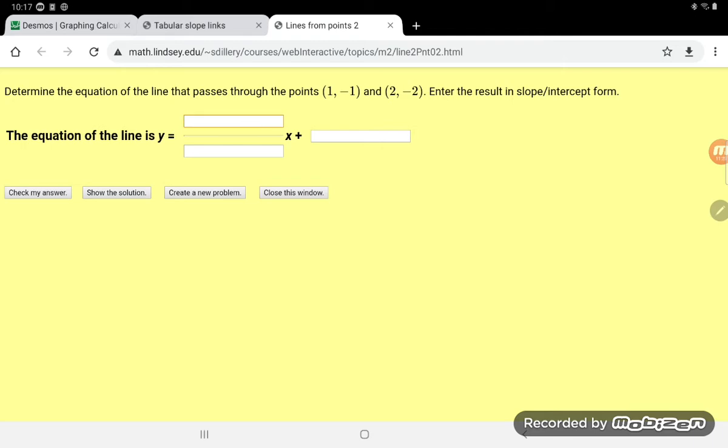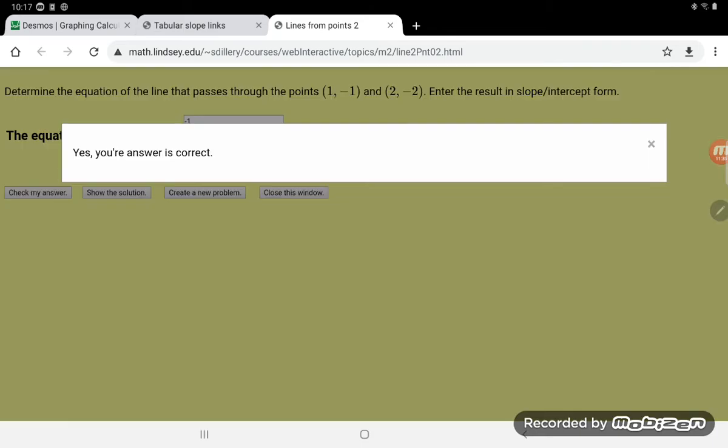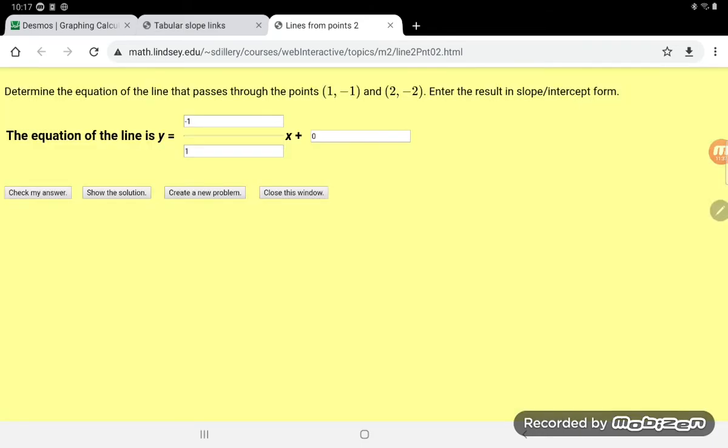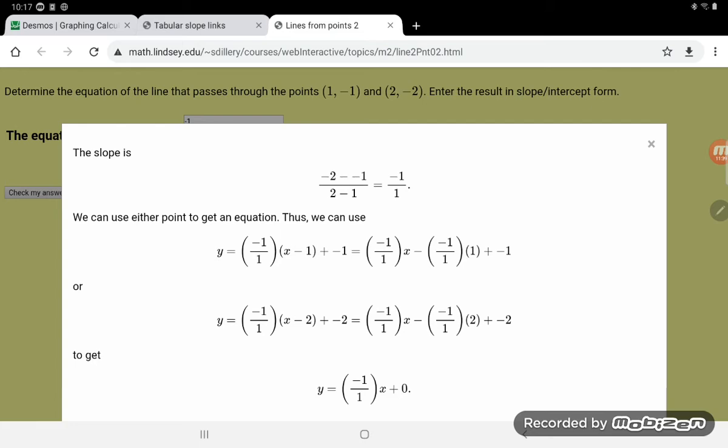I can put that in by doing a negative 1. And I guess I'll have to divide by 1. And then here, plus 0. Let's see how I did. And it says I am correct. Imagine that. Okay. And so there it has us finding the slope of the negative 1.